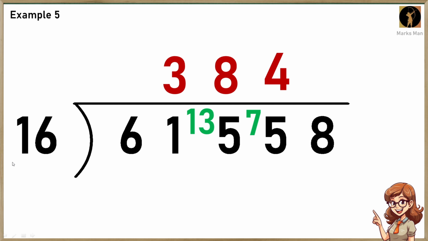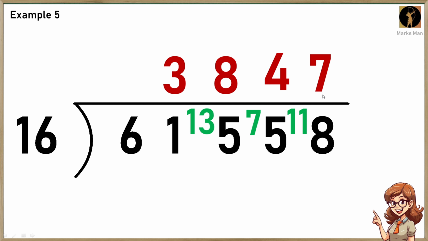Since there are 4 16's in 75. Now, 4 times 16, that is 64. And if you subtract that from 75, the answer is 11. So, you need to write the number 11 on the left of number 8. So, this 8 becomes 118. And 118 divided by 16, that is 7. Since there are 7 16's in 118.